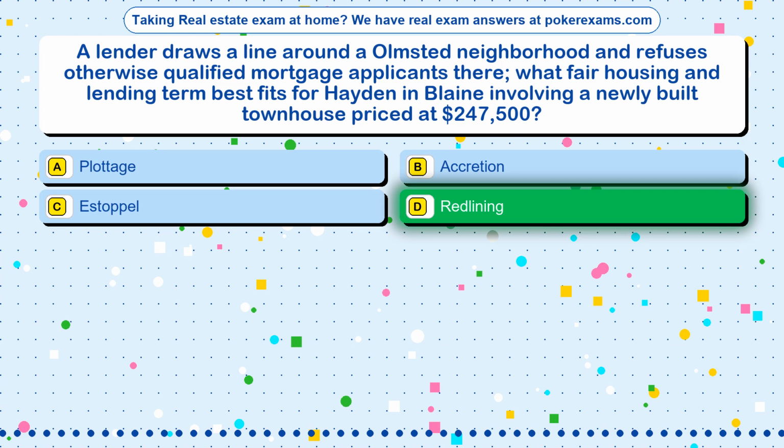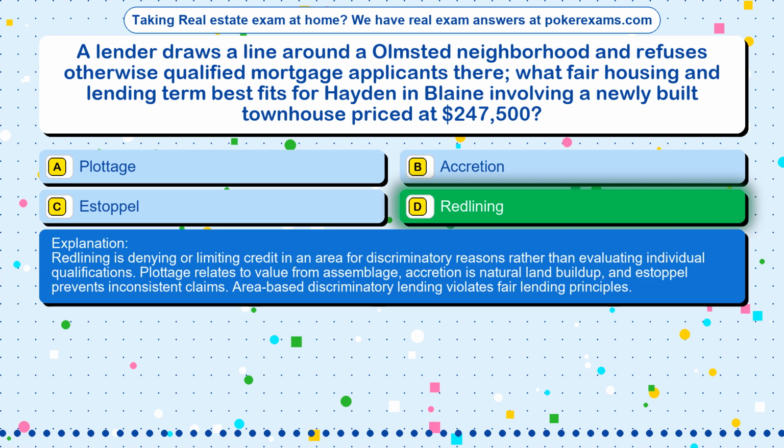The correct answer is option D. Redlining. Redlining is denying or limiting credit in an area for discriminatory reasons rather than evaluating individual qualifications. Plottage relates to value from assemblage, accretion is natural land buildup, and estoppel prevents inconsistent claims. Area-based discriminatory lending violates fair lending principles.